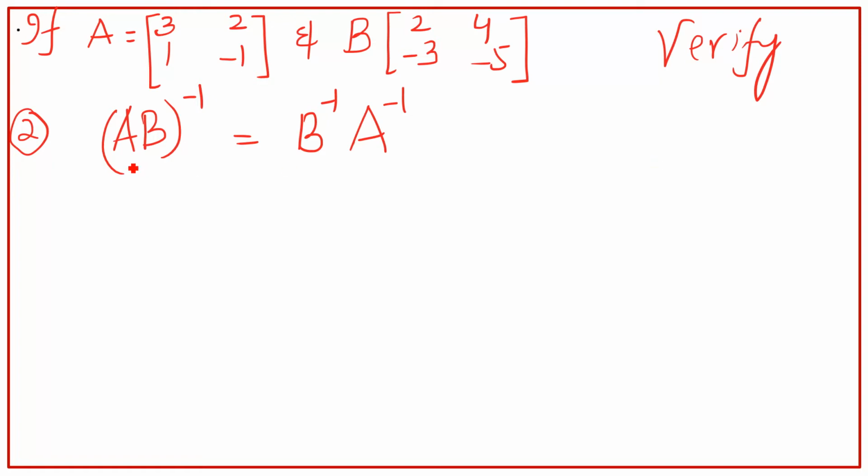So first of all we have to solve the left hand side, AB, right? So see, first part I will solve for you. AB, first you have to multiply A and B. This is 3, 1, 2 and -1.